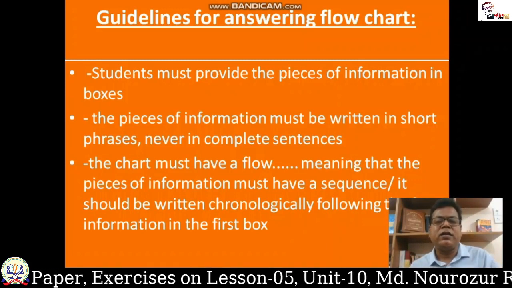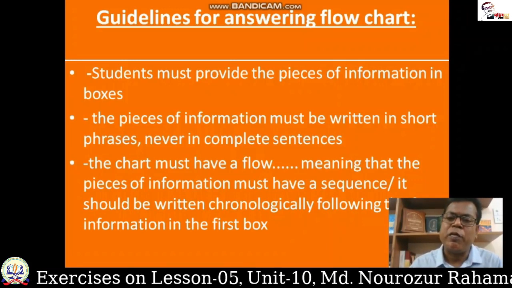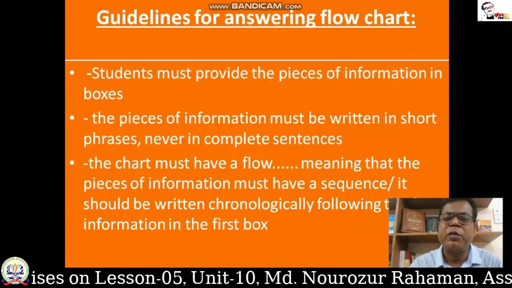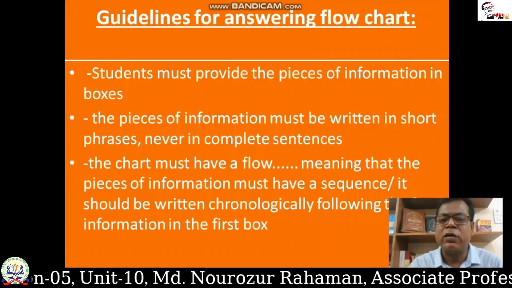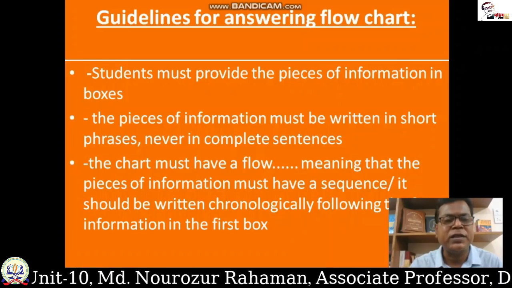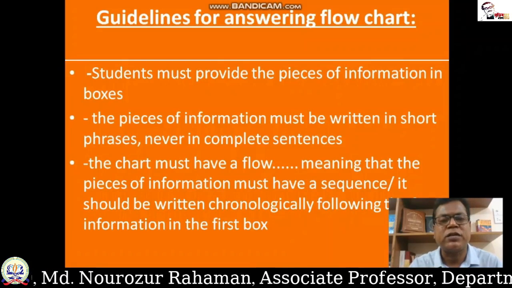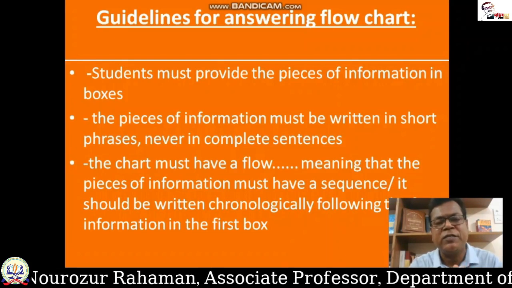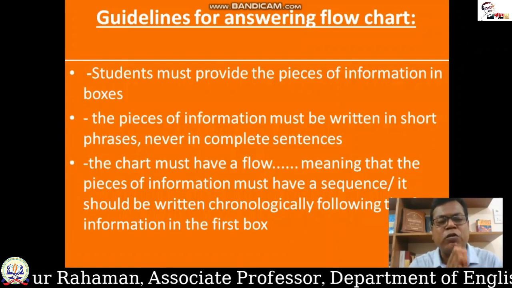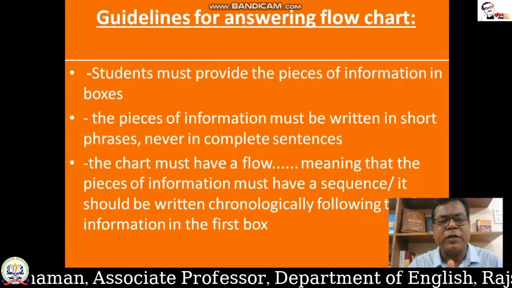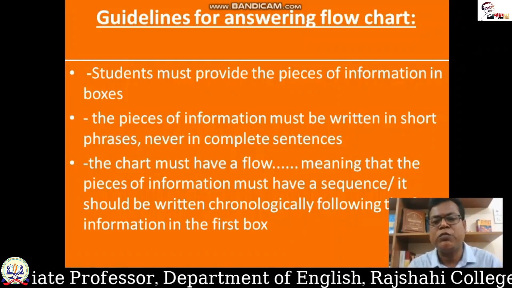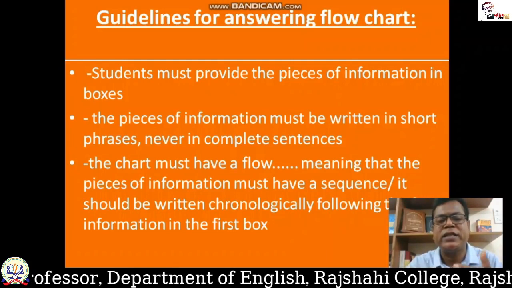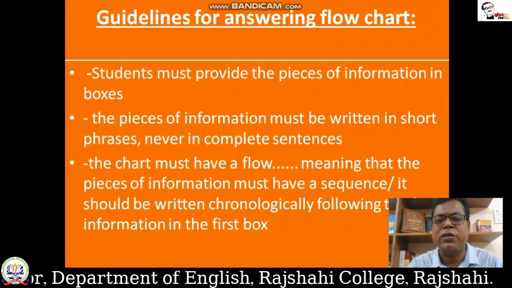Next, the chart must have a flow, meaning that the pieces of information must have a sequence. It should be written chronologically following the first information in the first box. So number 1 is done for you. So you must follow the answer of the first box. Then following the first one, you have to provide the answers sequentially, chronologically.